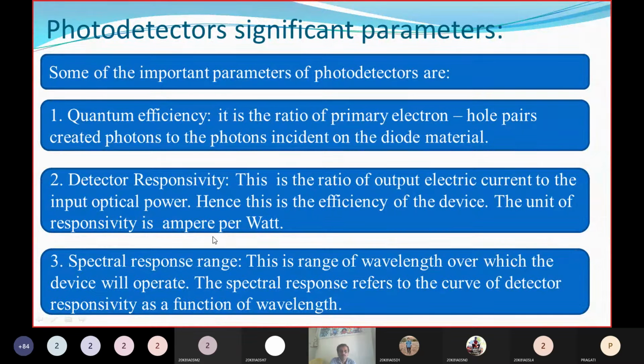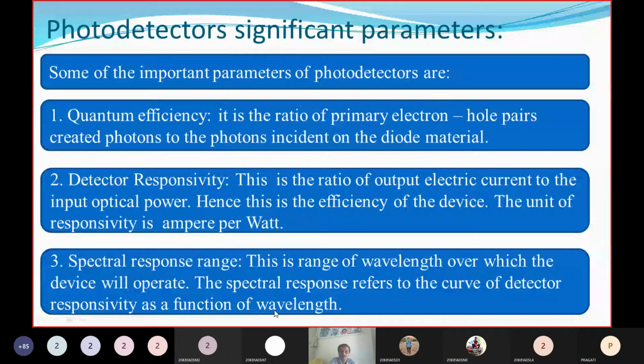So we'll discuss the definition of this. This is the range of wavelength over which the device will operate. The spectral response refers to the curve of detector responsivity as a function of wavelength.